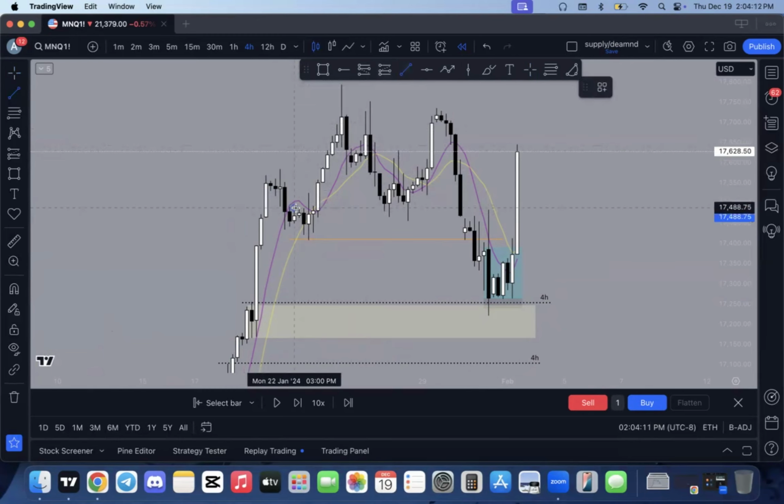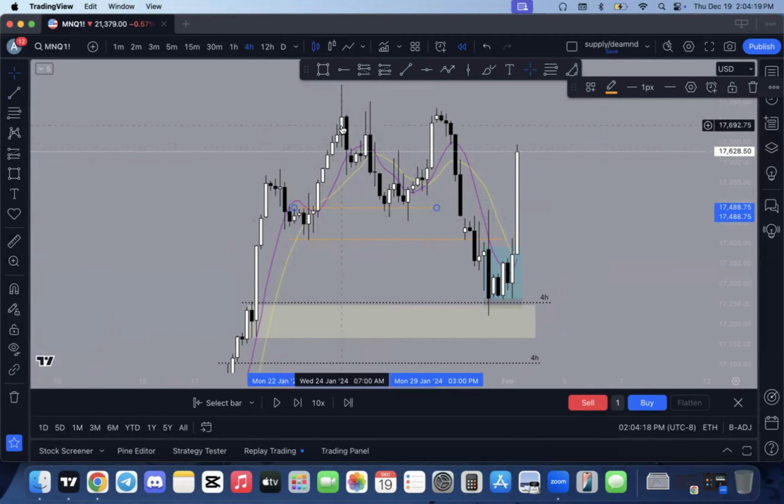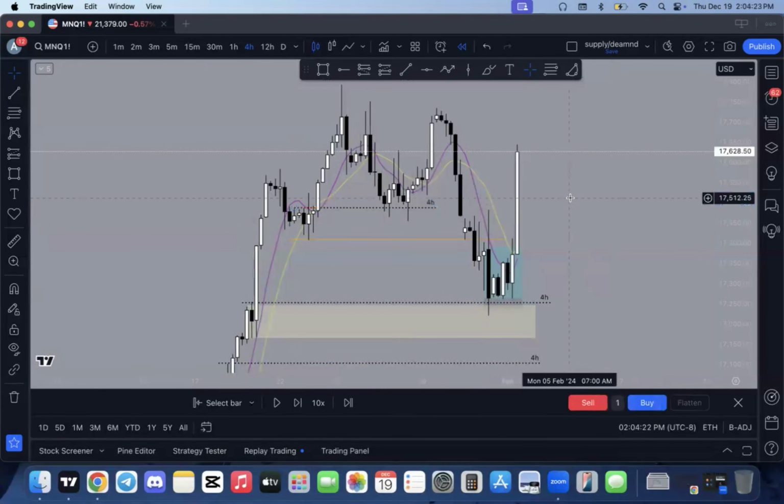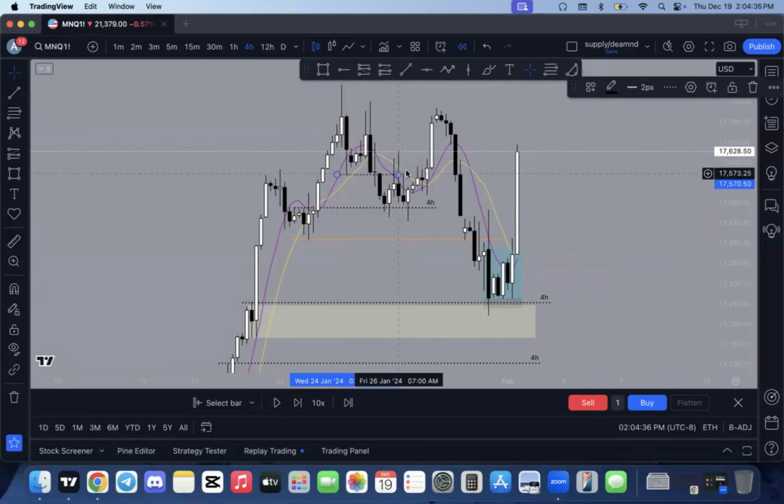Right here, we had an order block. This is the previous bearish candle before all of the bulls started coming into the market. So right here, we have a 4-hour fair value gap. We see rejections 1, 2, 3 times. And then this is actually really nice too, because like I said, we need someone to lose. We have liquidity right here.